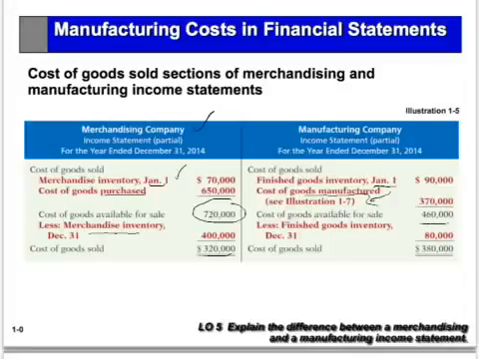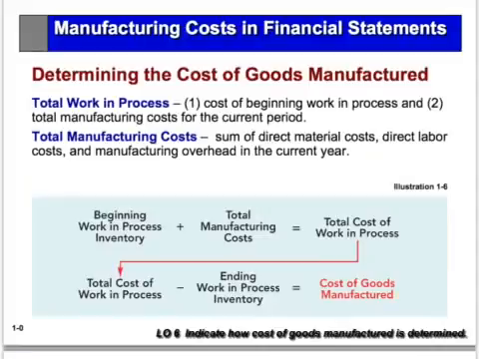Together then, that gives us the cost of goods available for sale. We subtract the ending inventory, and that gives us the cost of goods sold. Well now, how do I determine what this cost of goods manufacturing statement is all about?